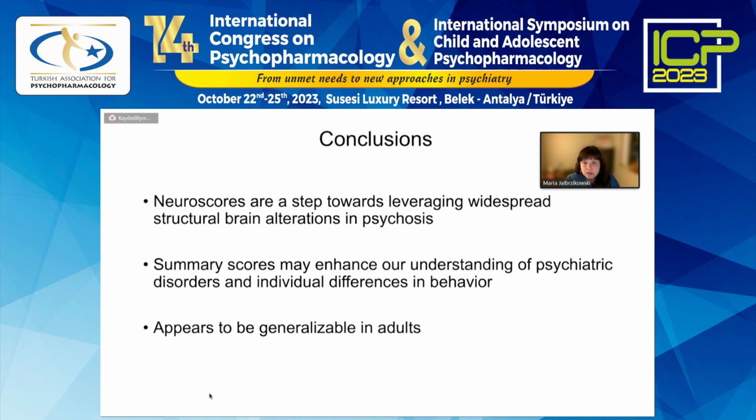So in conclusion, neuroscores are an important step forward in identifying robust neurobiological markers of disease. And these summary scores and similar ones like it, as this is a very active area of research, may enhance our understanding of psychiatric disorders and individual differences in behavior. And finally, because we saw this effect in multiple samples, we are starting to get some solid evidence that this effect is generalizable.